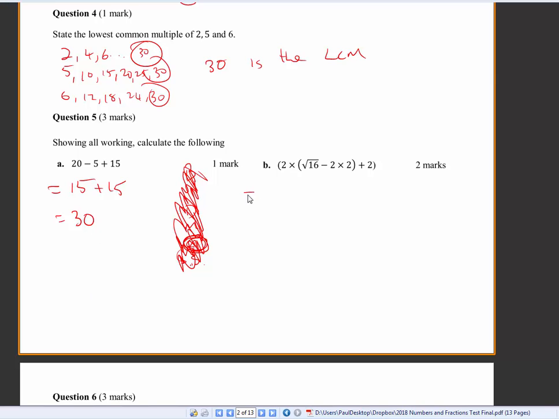Alright, this one over here has all sorts of mixed operations going on, but I think the first thing we should do is evaluate the root 16. So instead of root 16, basically the answer to this question is what number, when squared, equals the number under the square root sign. So that's going to be 4.